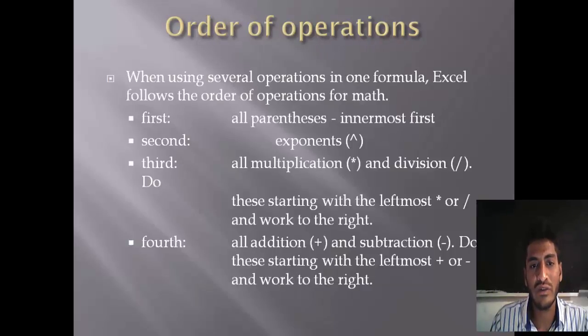Order of operations. When using several operations in one formula, Excel follows the order of operations. First, all the parentheses, innermost first. Second, exponents. Third, all multiplications and divisions. Do these starting with the leftmost multiplication or division and work to the right. Fourth, all addition and subtraction. Do these starting with the leftmost addition or subtraction and work to the right.